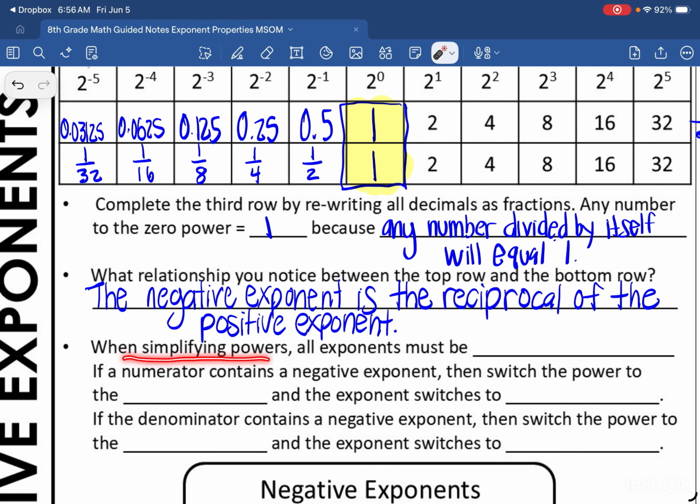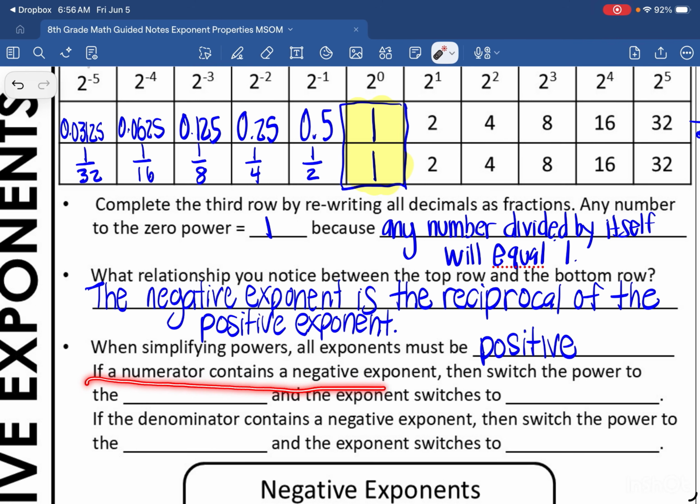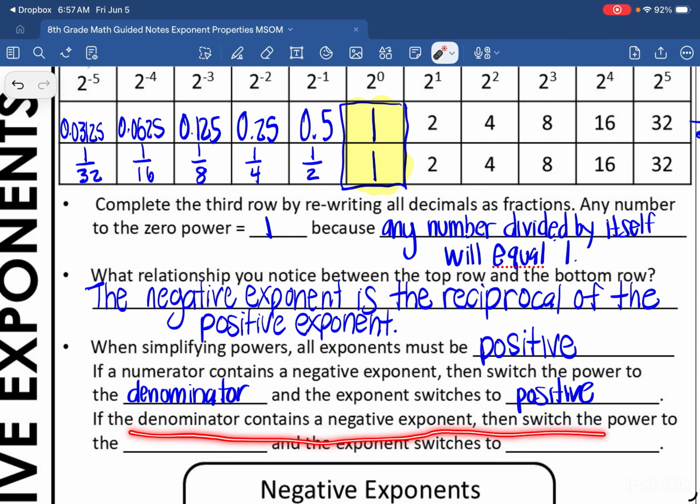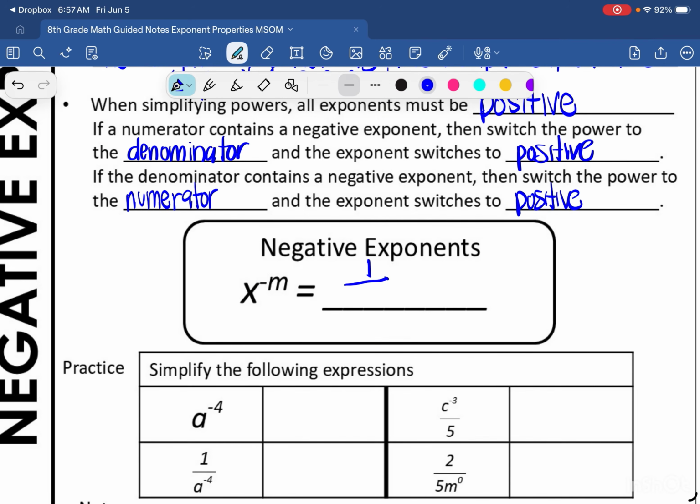When simplifying exponents, all exponents must be positive. If a numerator contains a negative exponent, and we want it to be positive, then we're going to switch the power to the denominator, and the exponent switches to positive. If the denominator contains a negative exponent, then switch the power to the numerator, and the exponent switches to positive. So in summary, x to the negative m is the same as 1 over x to the m.